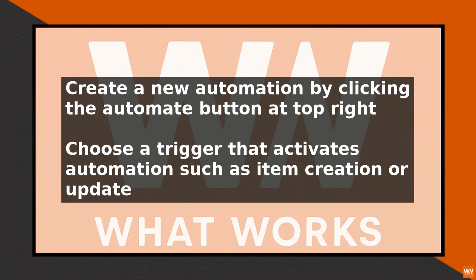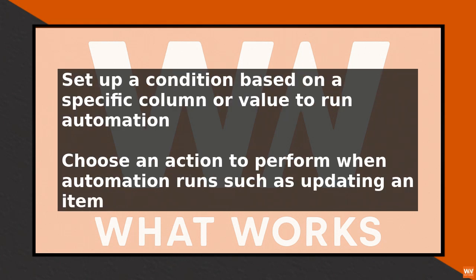After setting up the trigger and condition, you need to choose the action that will be performed when the automation runs. This could be to update an item, send a notification, or create a new item. For example, you can choose to update the status column to mark an item as completed.